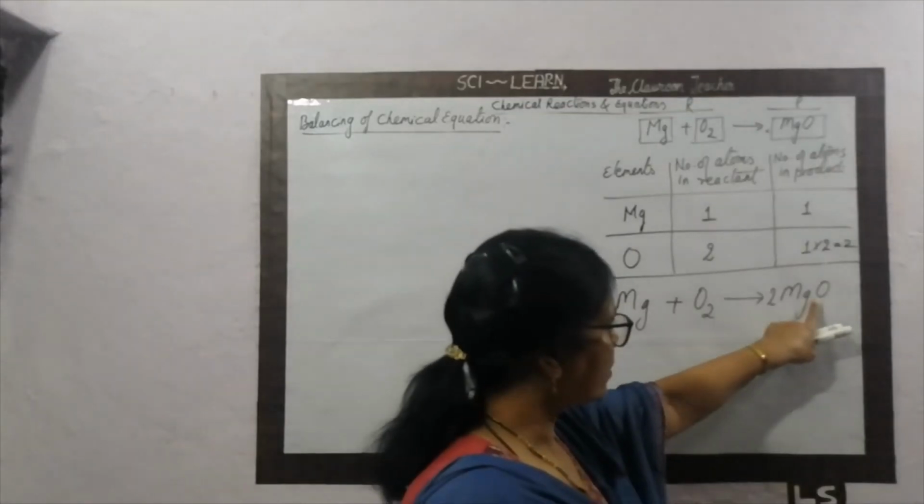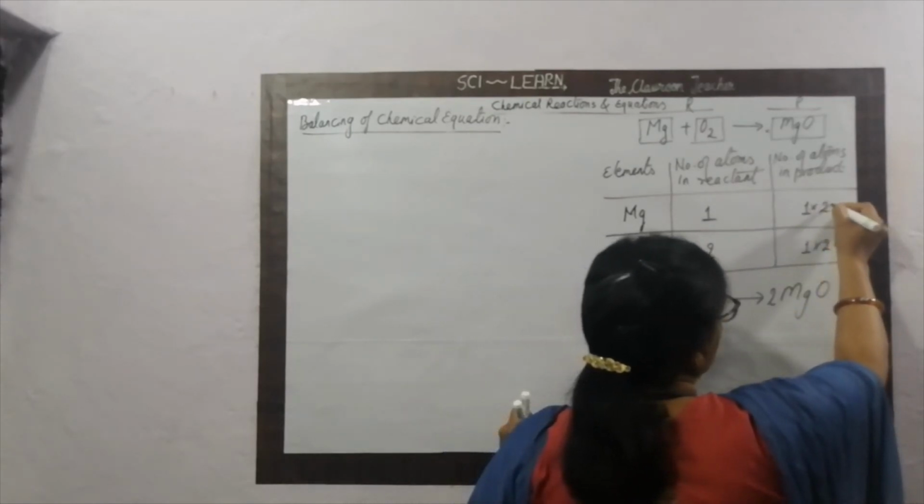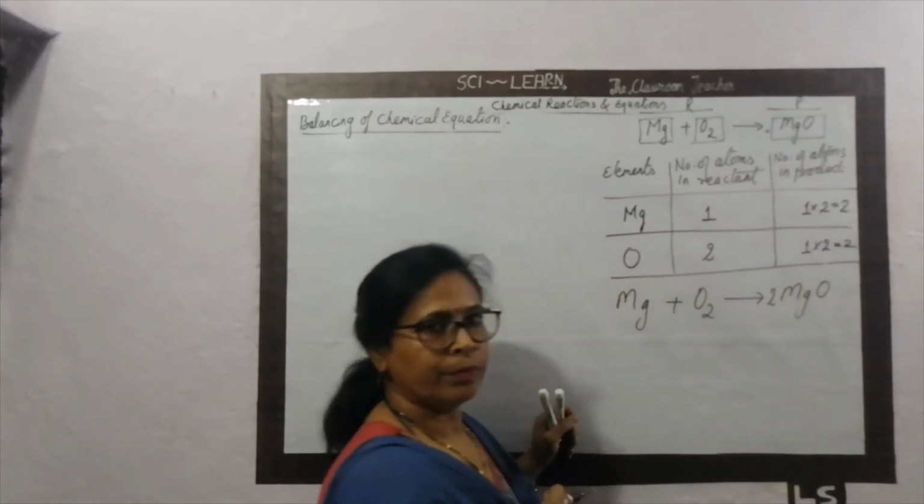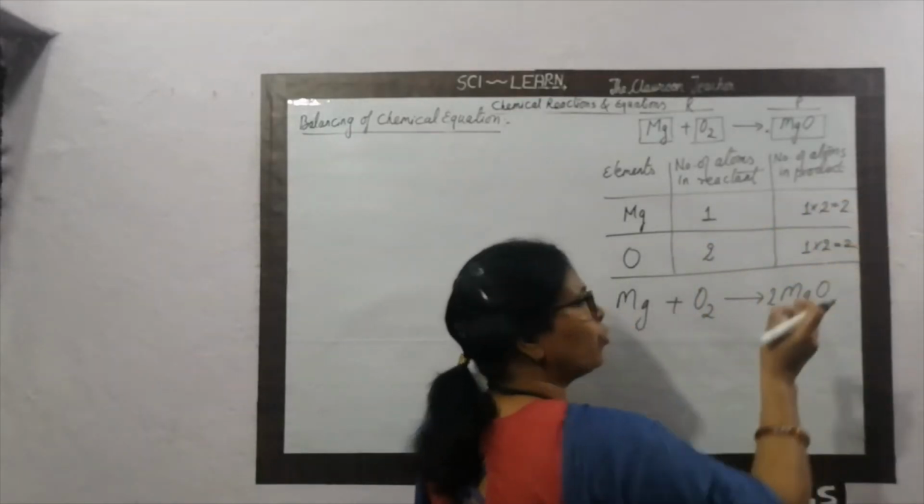But what happened when this 1 Mg is multiplied with 2? It means when the 2 is common for all this, it is also multiplied with 2. Again the ratio is disturbed. Here the 3 and here the 2 plus 2, 4 is there.